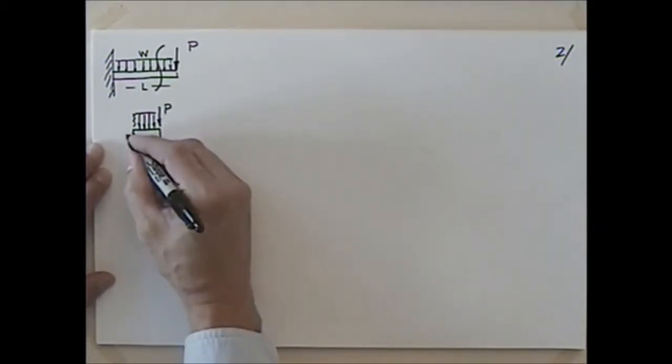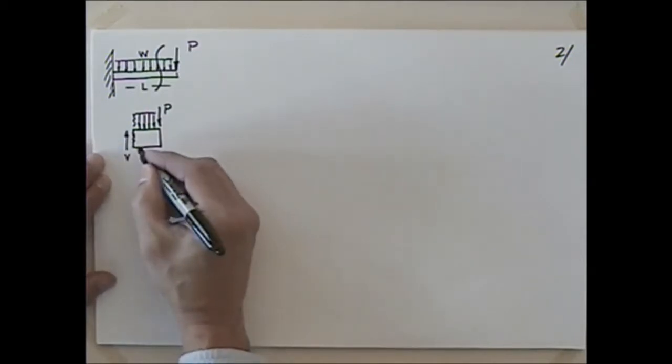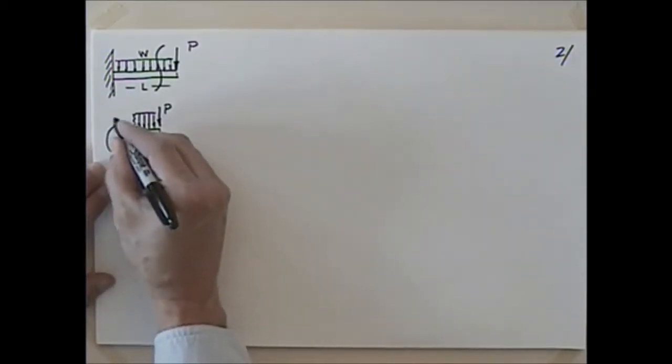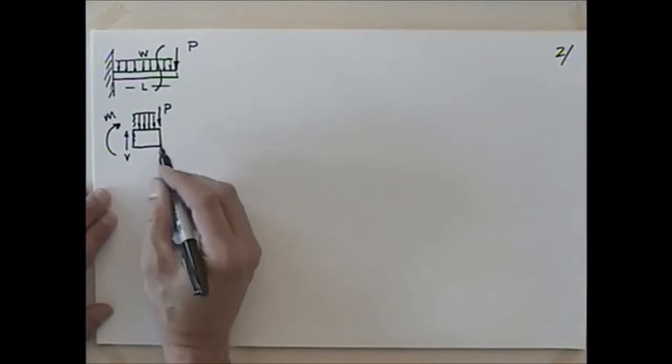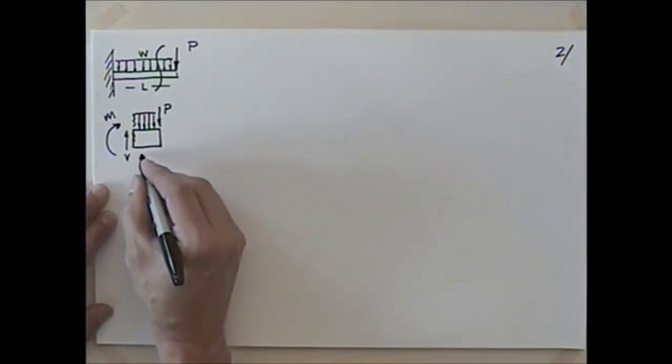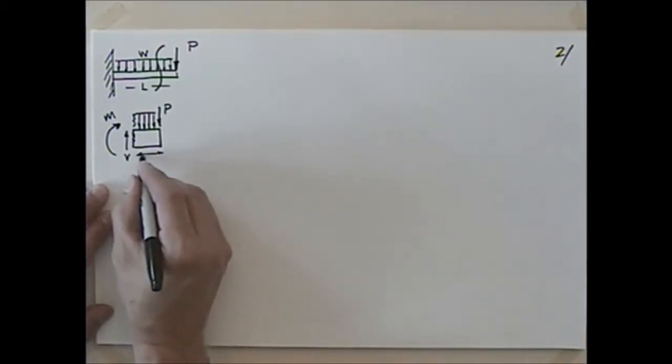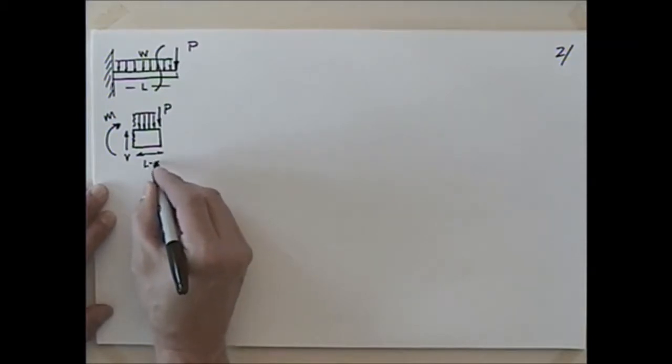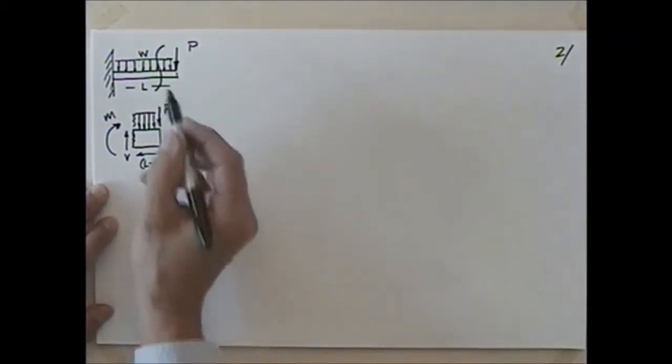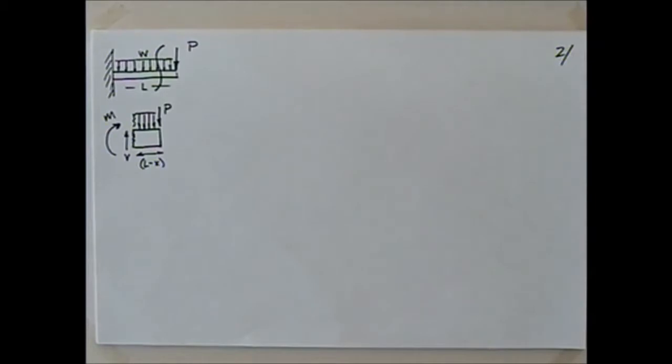Now, our deformation sign convention, the shear would go up. I'm not really interested in that, but the moment would go this way. I'm very interested in that. And this distance here is the distance L minus x, right? Because x is going to start at the left-hand side and go to the right-hand side, so the distance remaining would be L minus x.